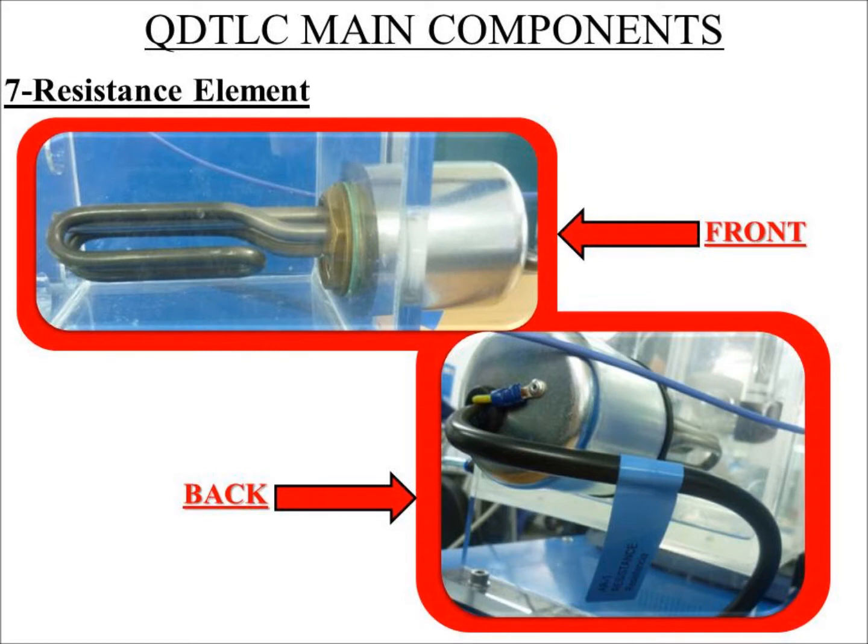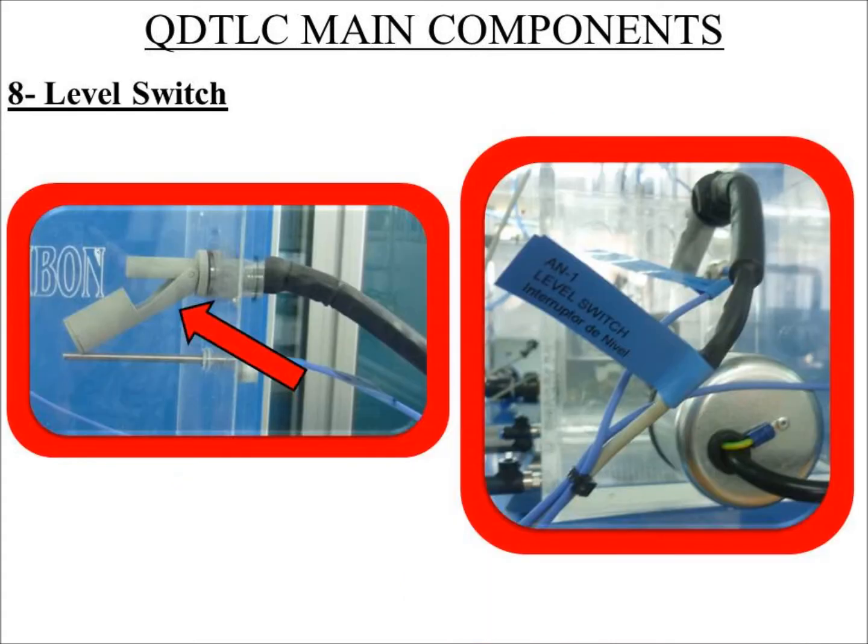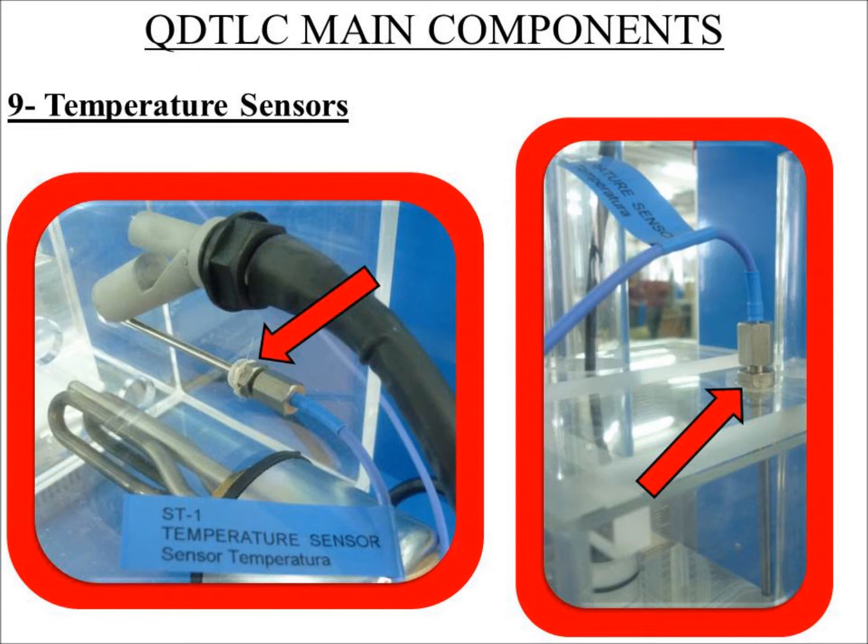Number 7. Resistance element. Like mentioned before, this unit has a heating resistance of 500 watts. Because the conductivity of a solution increases with temperature, this is a very important element. Number 8. Level switch. This component is in charge of detecting the water level in the thermostatic bath. Therefore, if there is no water, the level switch won't allow the equipment to turn on the resistance element to avoid overheating. Number 9. Temperature sensors. As mentioned before, this unit has temperature sensors with a range of -40 to 750 Celsius degrees, allowing the performance of diverse experiments.